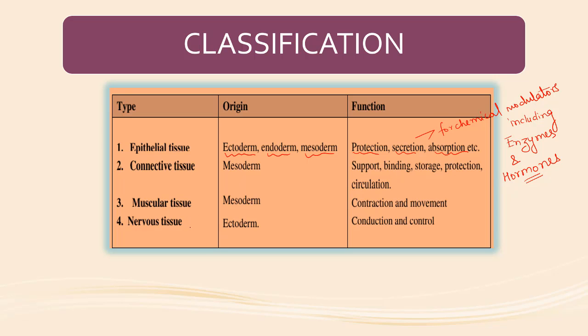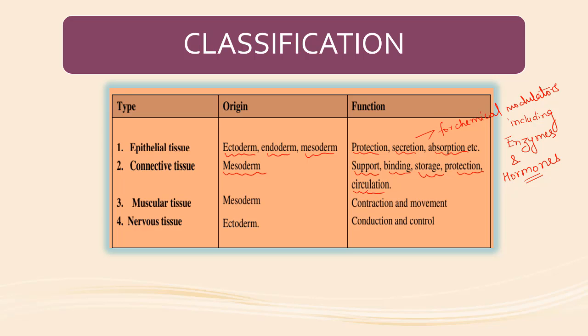Now coming to the next, connective tissue. Connective tissue basically helps to connect the outermost protective tissue of the body, that is epithelial tissue, to the underlying structures of the body. It is mesodermal in origin, and the main functions are support, binding, storage, protection, and circulation.